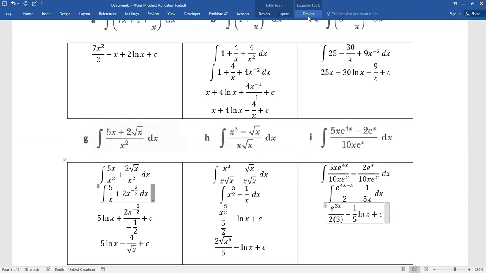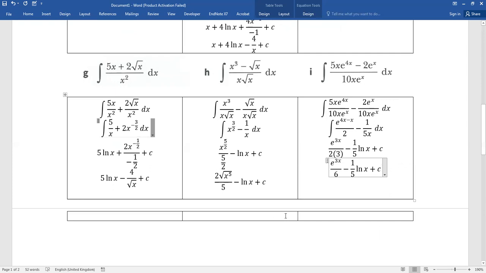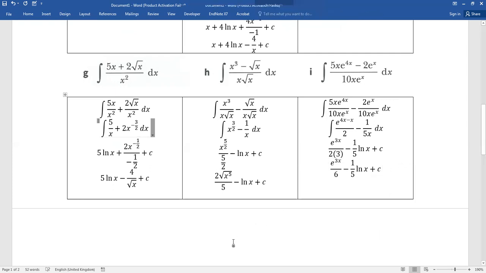Is this clear? Yes, sir. e to the power 3x upon 6 minus 1 over 5 ln x or ln x upon 5 plus c. So these were the very basic questions concerning the integral when you had to integrate in these particular forms.